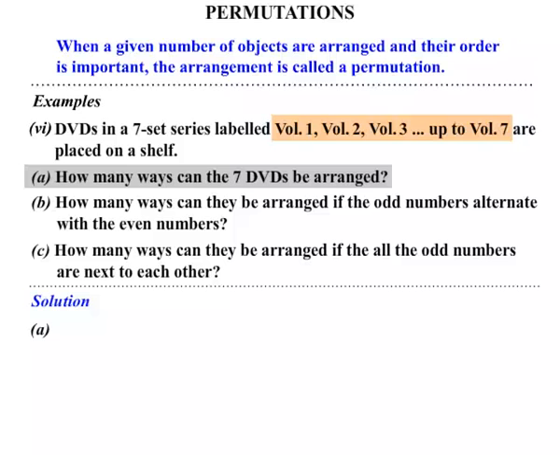Now, we have 7 volumes, so simply the number of ways is going to be 7 factorial, and that works out to be 5040.